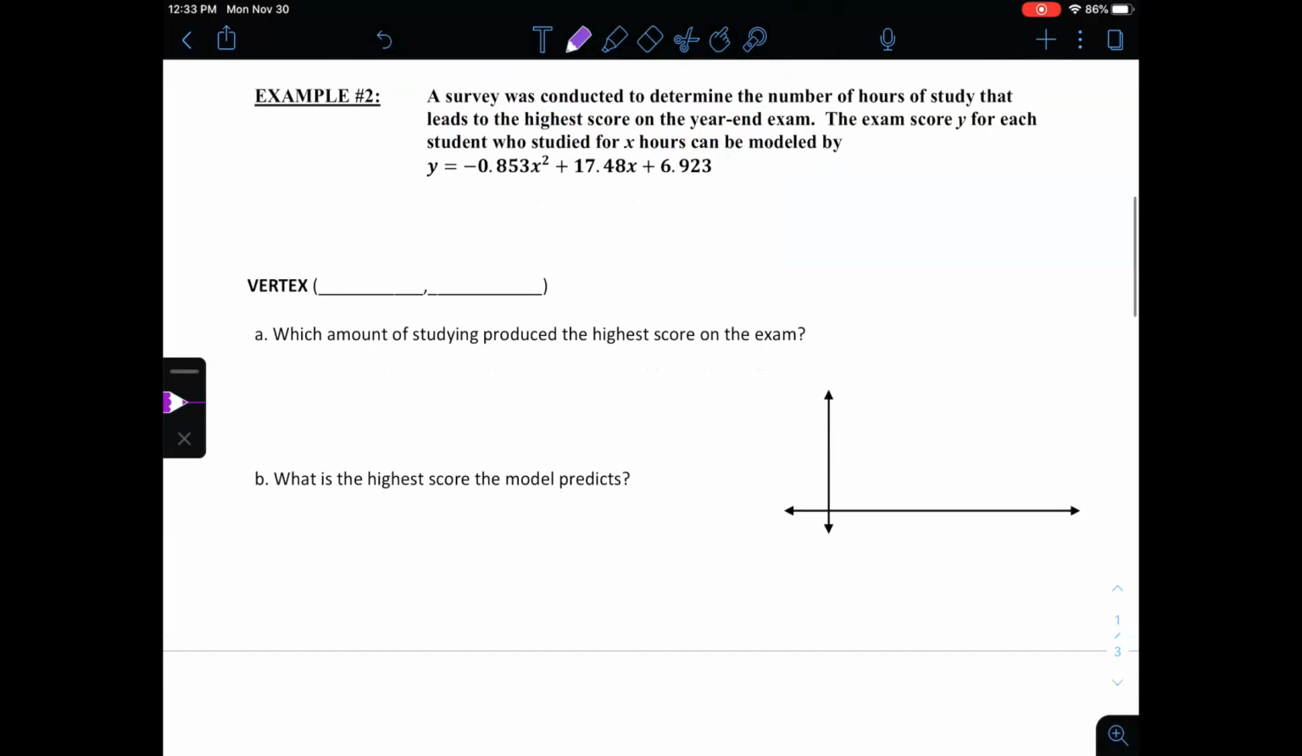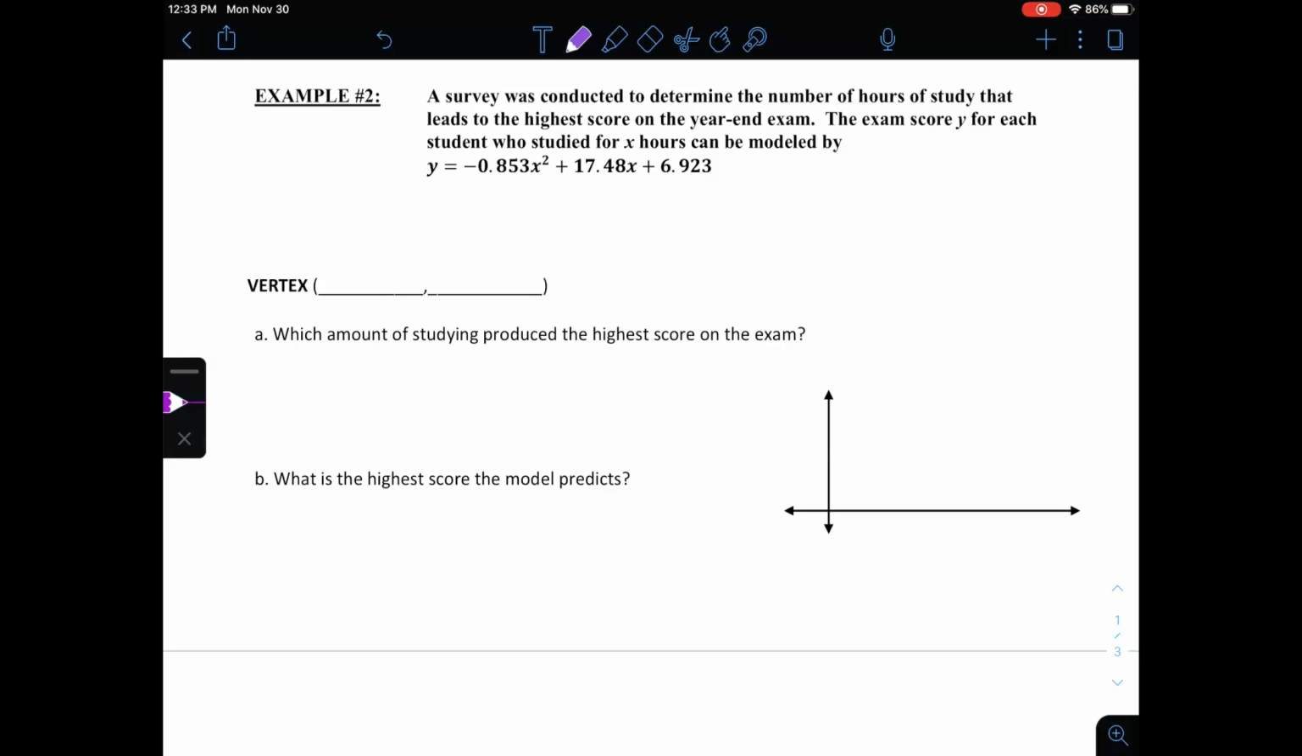Okay, number 2. A survey was conducted to determine the number of hours of study that leads to the highest score on the mid-year exam, or year-end exam, that is. The exam score Y for each student who studied for X hours can be modeled by Y equals negative 0.853X squared plus 17.48X plus 6.923.